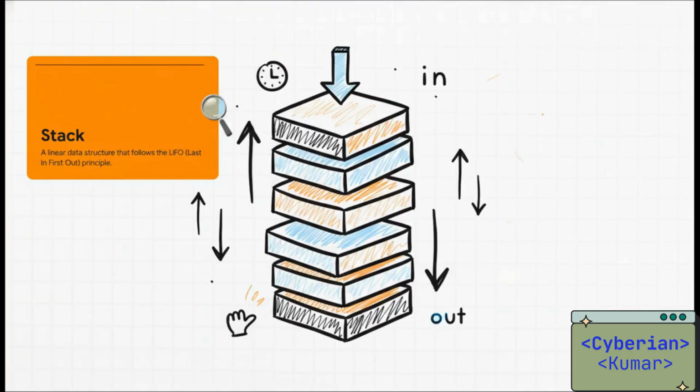Okay, so in the world of computer science, this structure has a name. It's called a stack. And its guiding principle is what we call LIFO. That's L-I-F-O, which stands for last in, first out. It's a really simple rule. Whatever you put in last is always, always the first thing you have to take out.